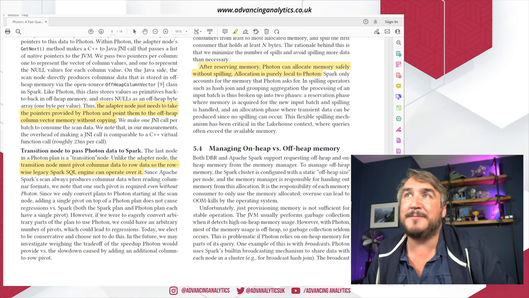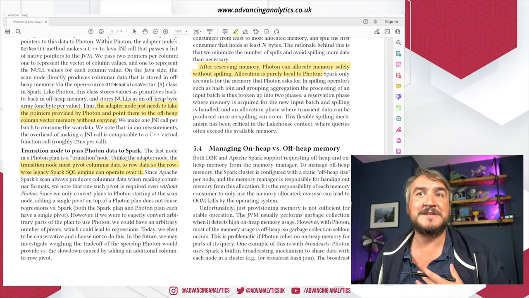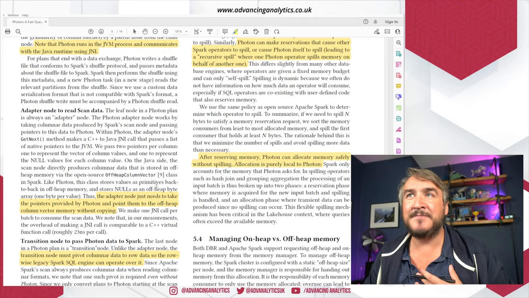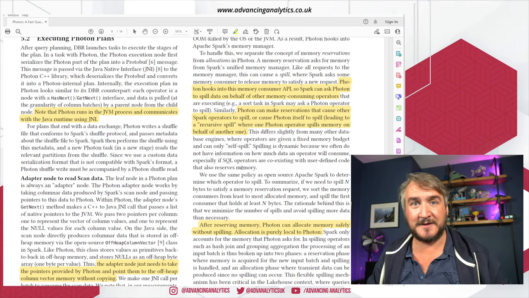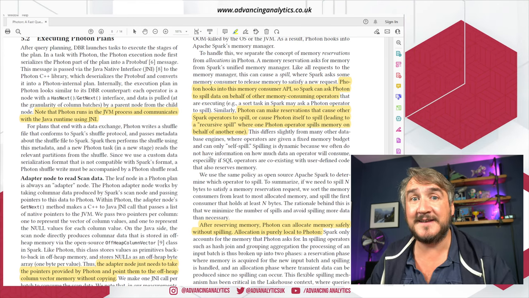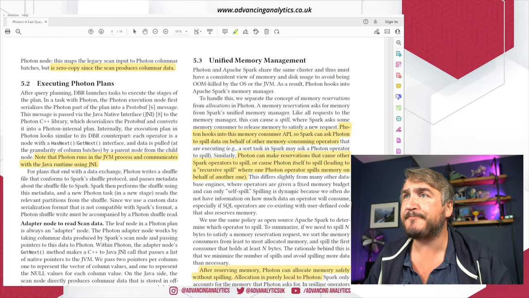Now, at some point, they might fix that. They mentioned that it is a future plan to see about maybe not doing that. But for now, when Photon is an optional thing that's slipping in and augmenting the existing Spark SQL engine, it makes entire sense. That just fits in.